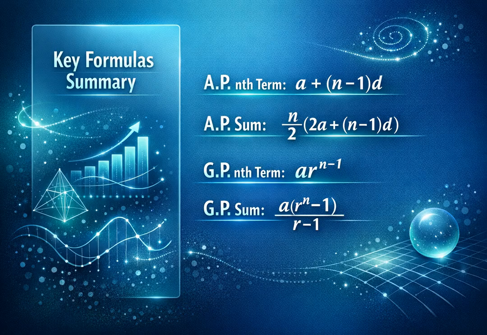Key formulas to remember. For AP, the nth term is a plus (n minus 1)d, and the sum is n over 2 times (2a plus (n minus 1)d). For GP, the nth term is a times r to the (n minus 1), and the sum is a times (r^n minus 1) over (r minus 1).